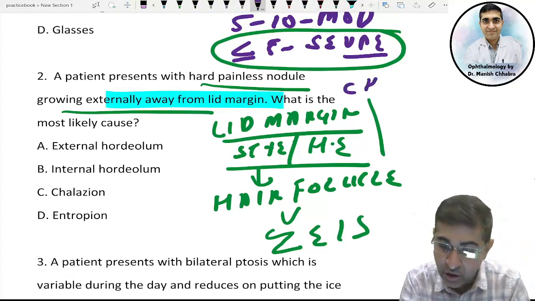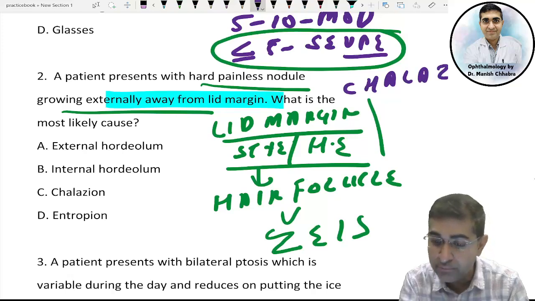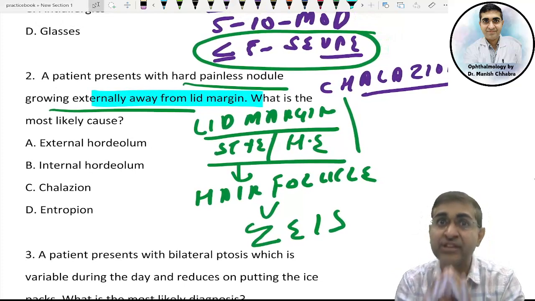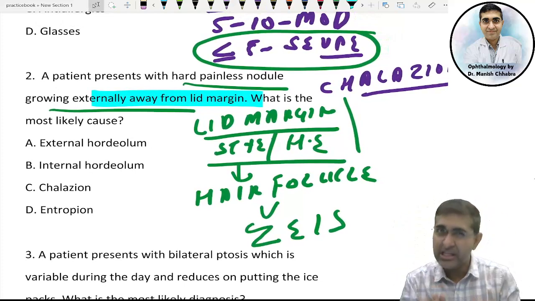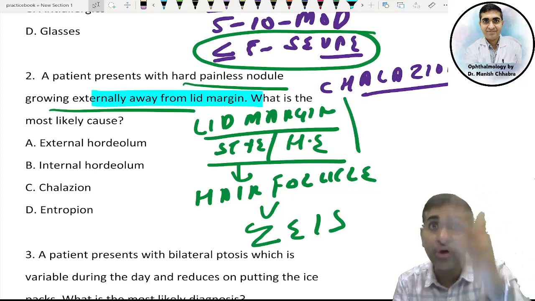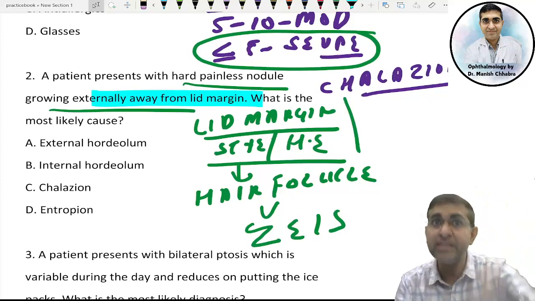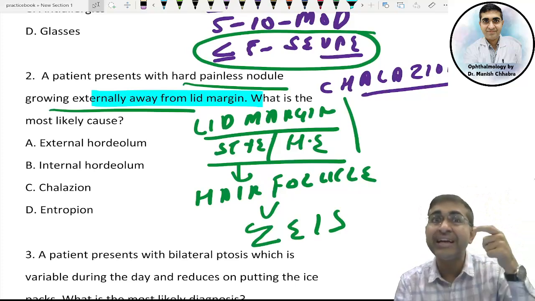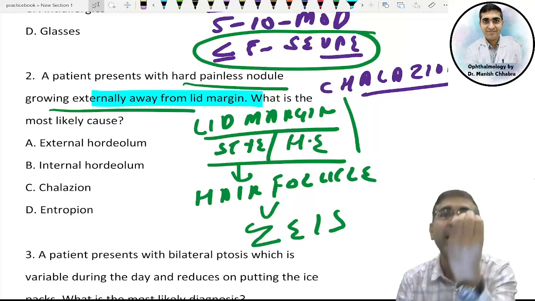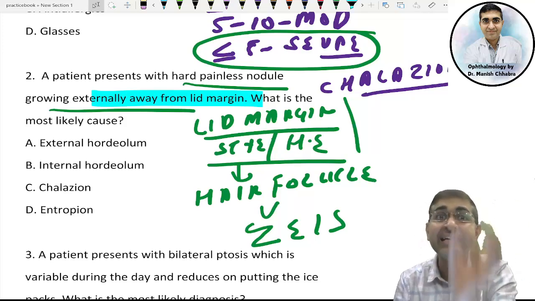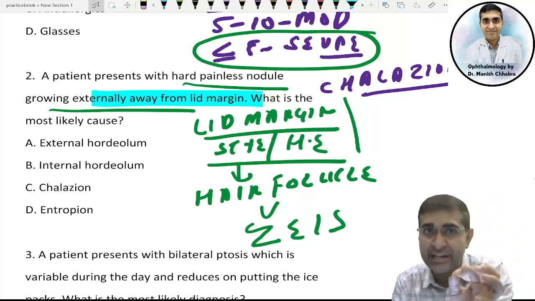It is a case of chalazion, boys and girls. Chalazion is chronic infection of meibomian gland. It is a painless nodule which is chronic, while hordeolum externum is acute. And what is the treatment here? You can go for intralesional steroid, triamcinolone, or you can go for I&D, incision and drainage, right?